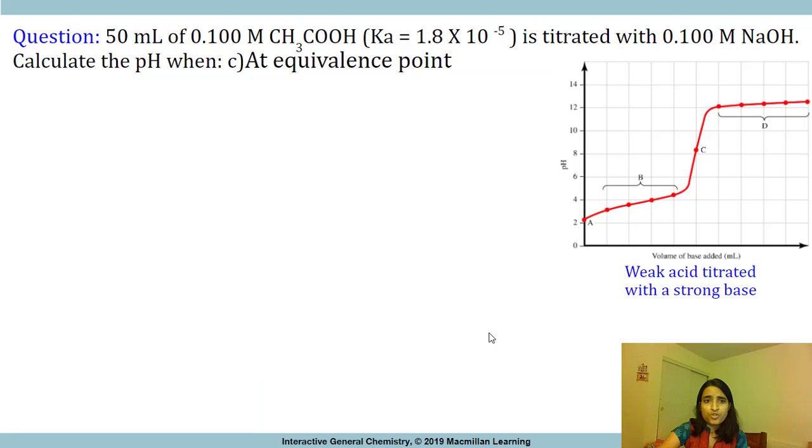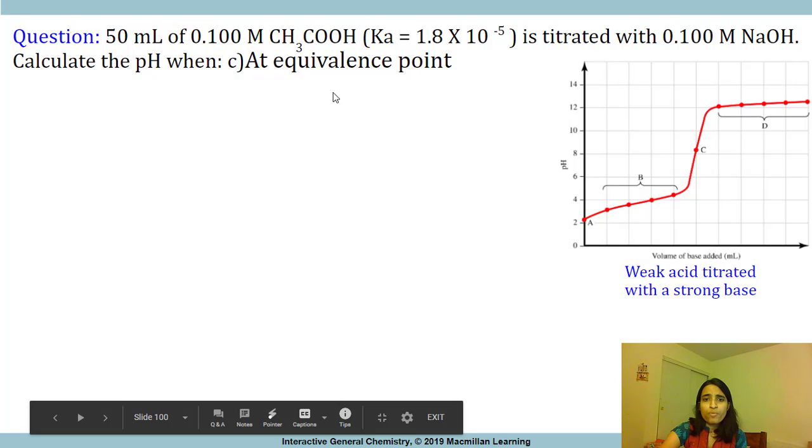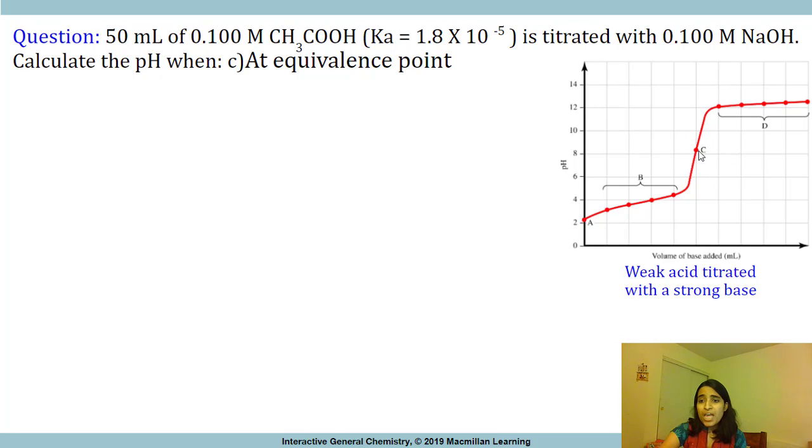So let's go ahead to the third point, which is at equivalence point. Now we already talked about at equivalence point, the moles of the acid and the moles of the base are the same. That means we're not really going to have any acid or any base at equivalence point when a weak acid is being titrated by a base. We also realized that it took 50 milliliters of 0.1 molarity of our base to titrate 50 milliliters of 0.1 molarity of acetic acid. Let's go ahead and draw the ICE table so that you can see that.